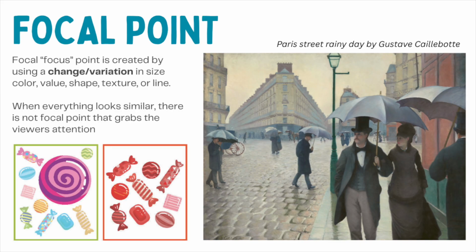texture, or lines in your composition. In the artwork Paris Street Rainy Day by Gustave Caillebotte, using size variation and negative space creates a clear focus of the couple in the foreground.